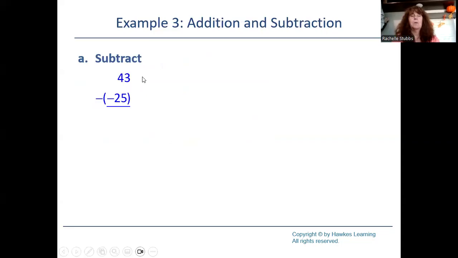Here we have the same problem. We can rewrite this differently. Sometimes it helps to see it like this. And now I know I have a subtraction problem. So I'm going to rewrite the first, change this to plus, and write the opposite of that. And so I really just have 43 plus 25.